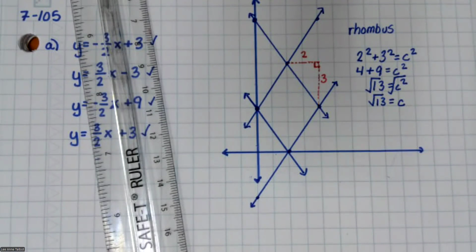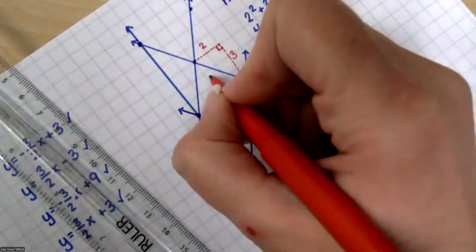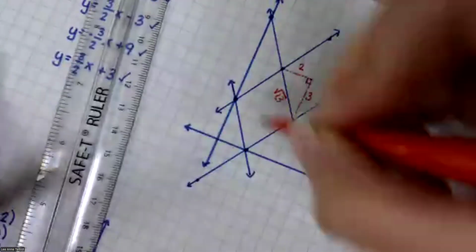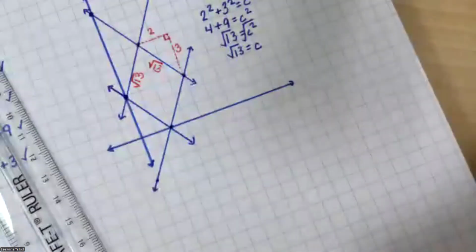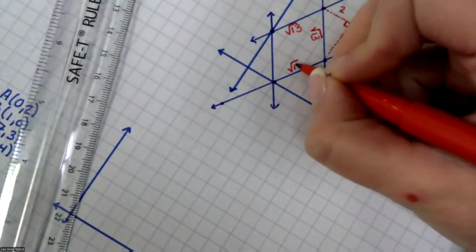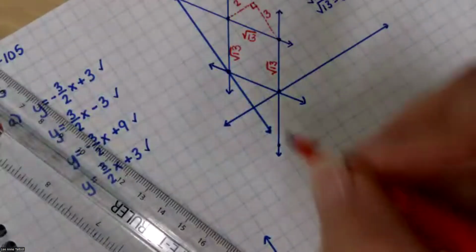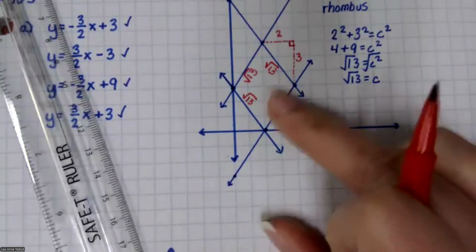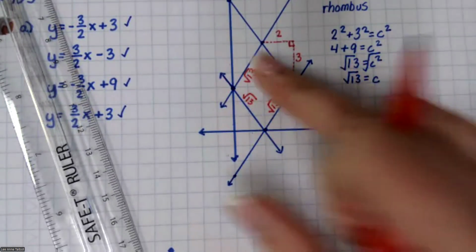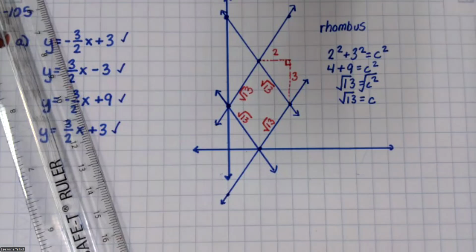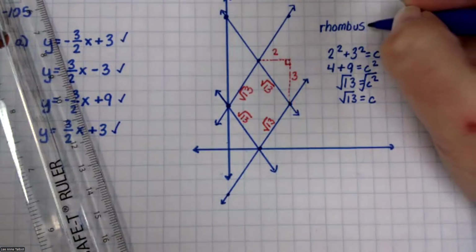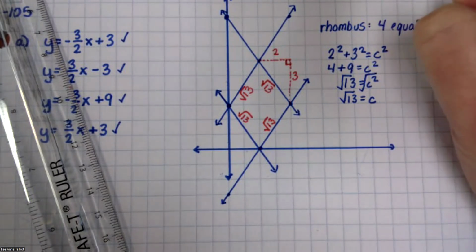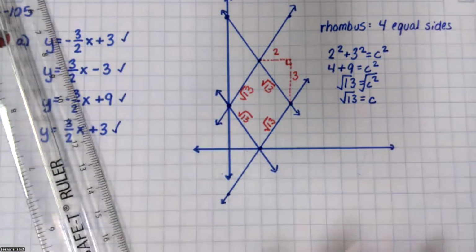Okay, is square root of 13 simplifiable? Nope, which is great news because we're lazy. So we're going to label this square root 13, square root 13, square root 13, square root 13. Because we can all tell that there would be 2 and 3 and 2 and 3 on all of those right triangles. So 4 equal sides.